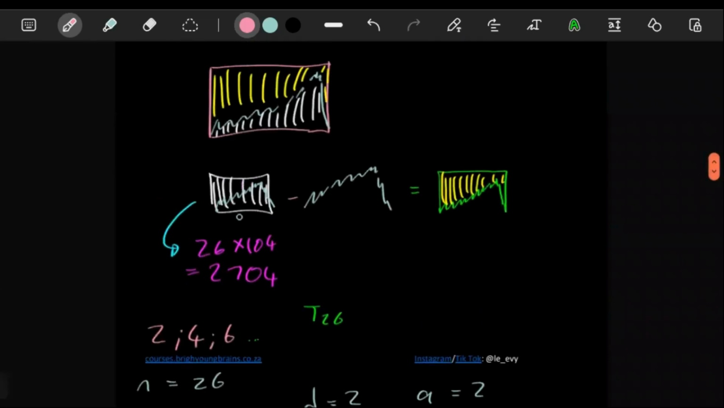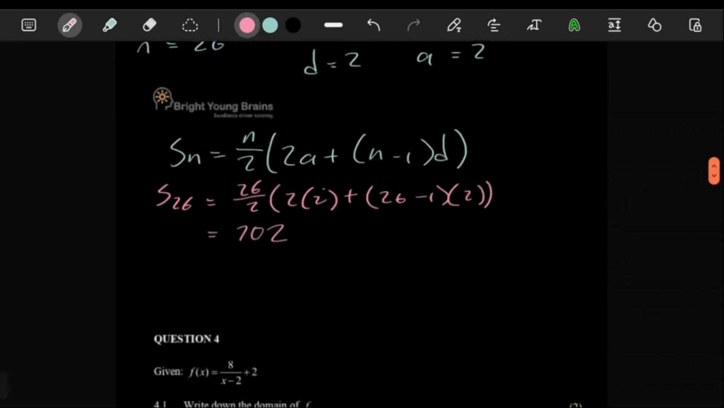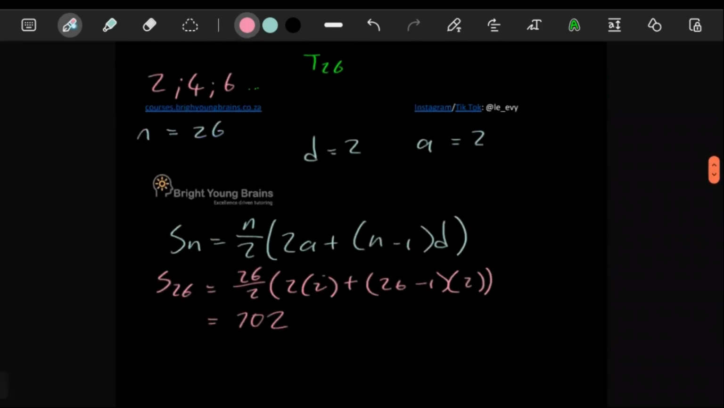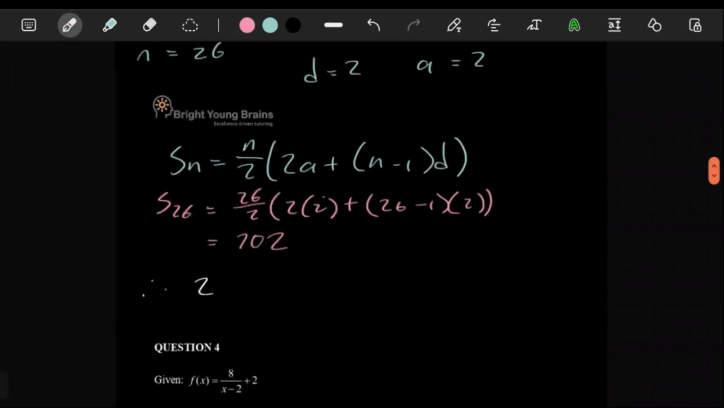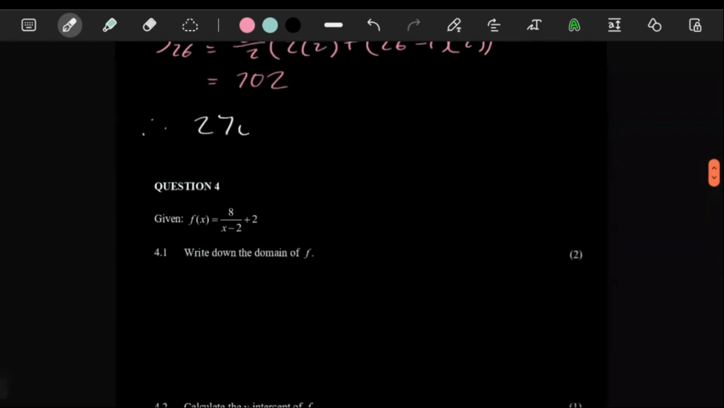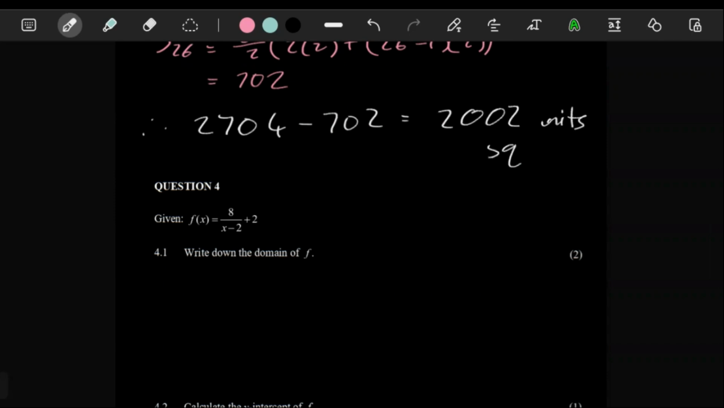So we have the area of the rectangle and the area of the triangles, which we got as 702. You can clearly see that our sum is complete. Therefore, we take our 2,704, subtract this 702, and then we have the answer they are looking for. 2704 minus 702 is going to give us 2002 units squared.